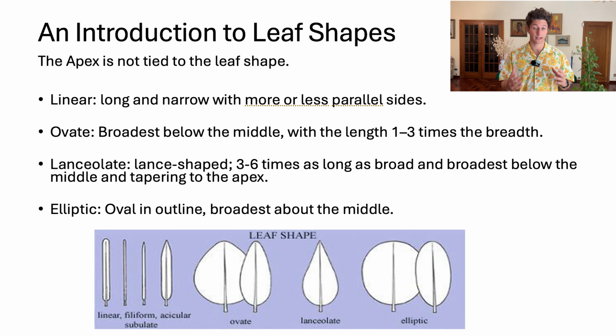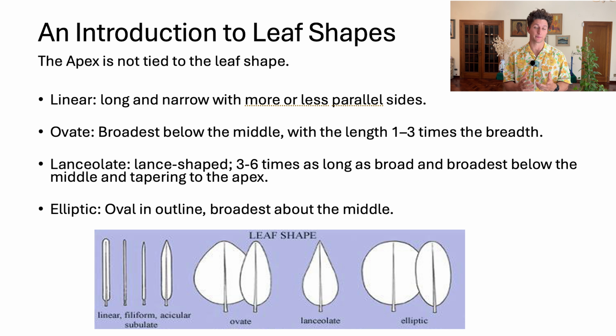Lanceolate leaves are lance-shaped, if you can imagine, well, maybe not English, but historically, horse battles on horseback with lances. They are shaped with a broader base, narrowing to a sharp point. They are 3 to 6 times as long as they are broad, and broadest below the middle, tapering to the apex. The difference between ovate and lanceolate can sometimes be a little bit confusing. But generally speaking, an ovate leaf is broader than a lanceolate leaf.